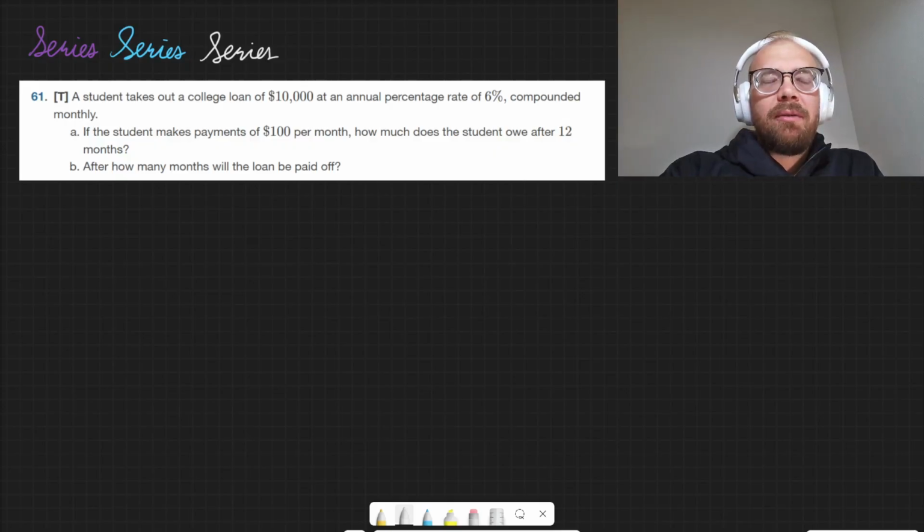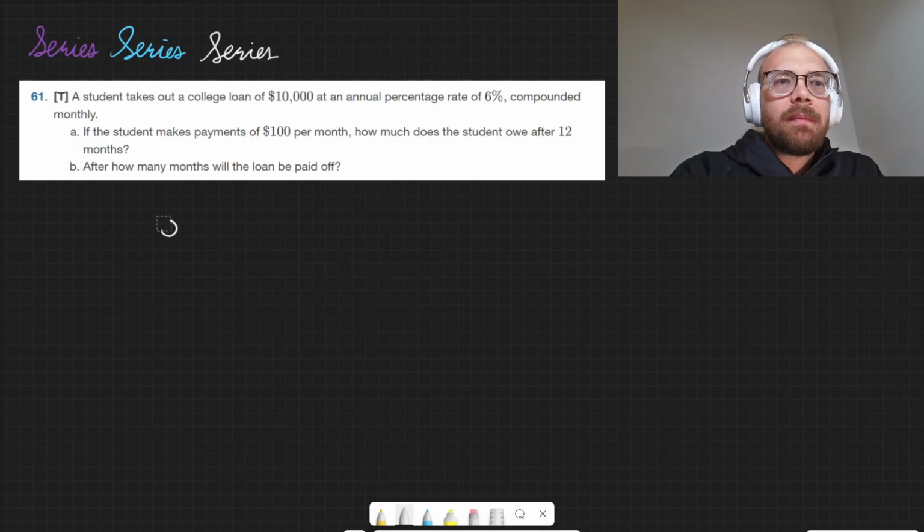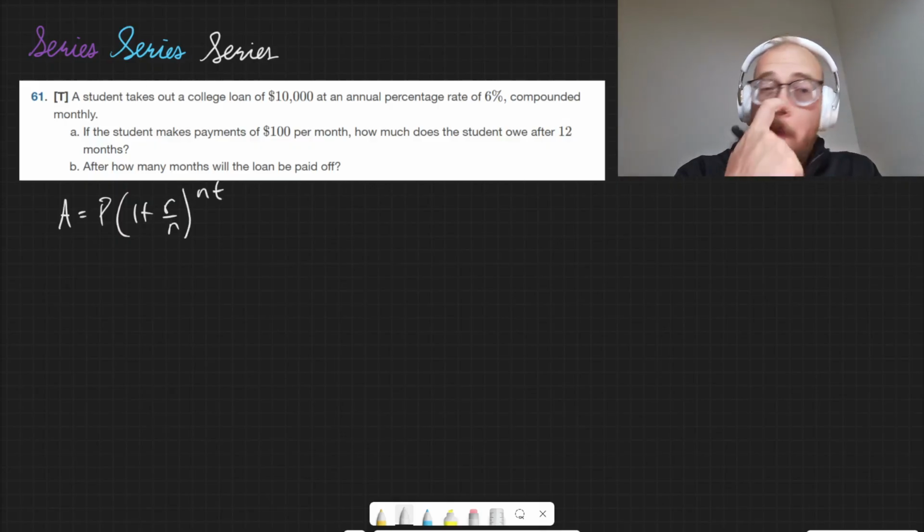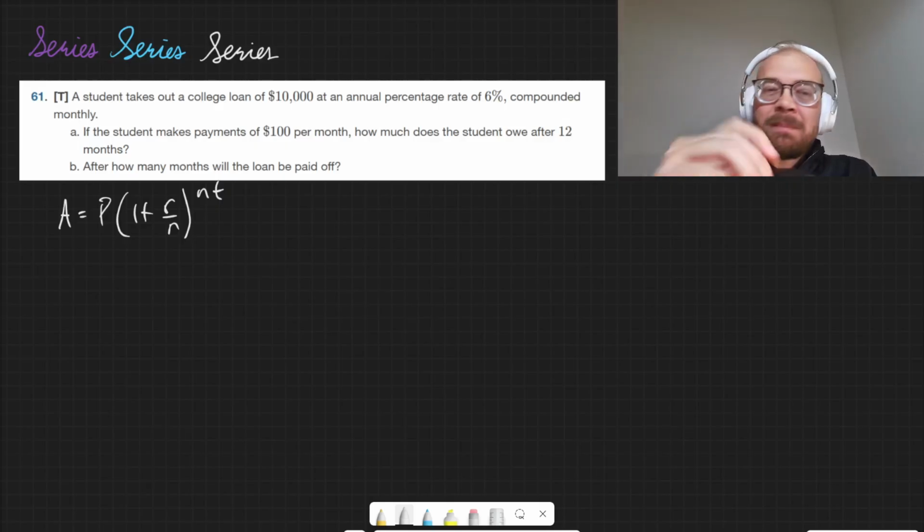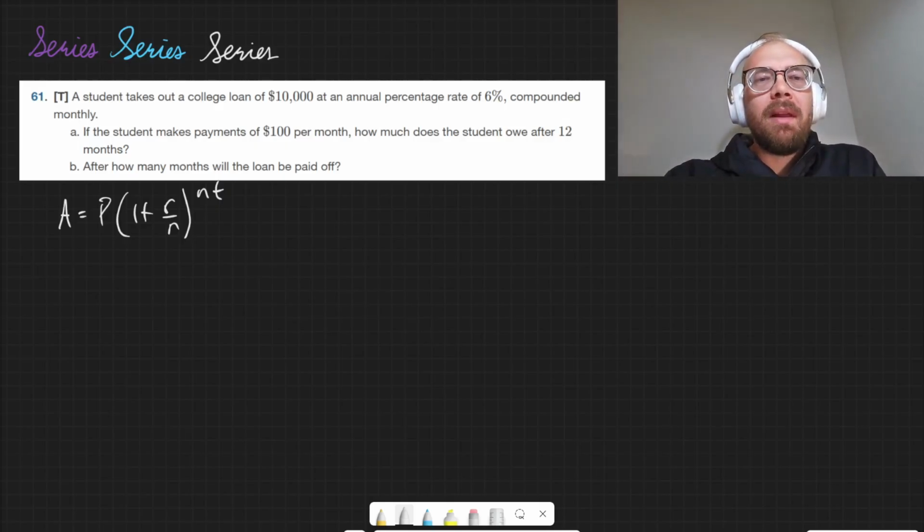You have $10,000 that they're taking out, and it's at an annual percentage rate of 6% compounded monthly. If we're going to use the formula, let's start with the formula. There's a formula for the annual percentage rate: A equals P times (1 plus r over n) to the nt. So this formula is the compounding formula.